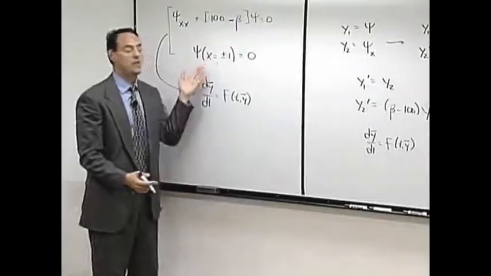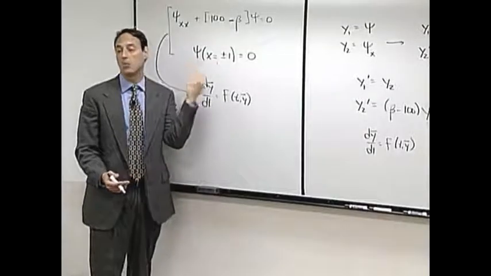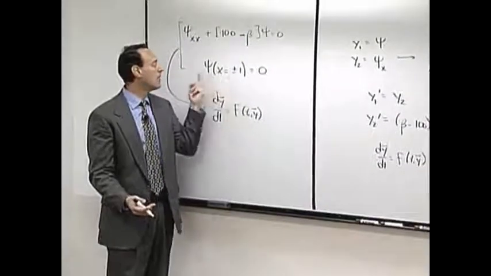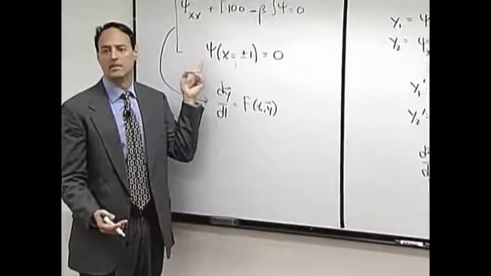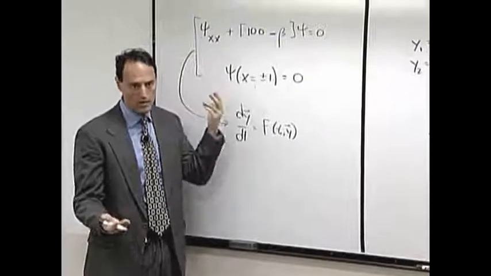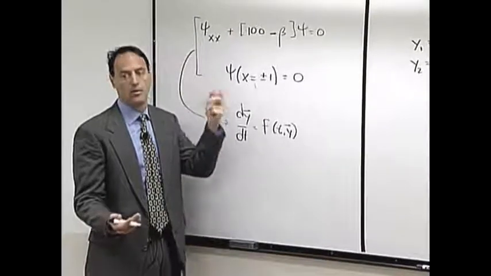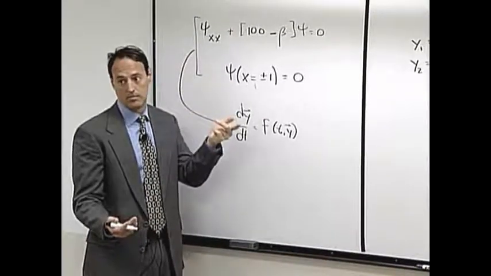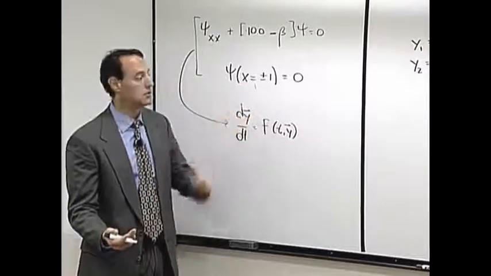My boundary conditions were that at x equals plus or minus 1, this thing is 0. But what is psi? Psi, we said, was y1. So y1 at 1 or at minus 1 is 0. So that's our translation of the boundary conditions.